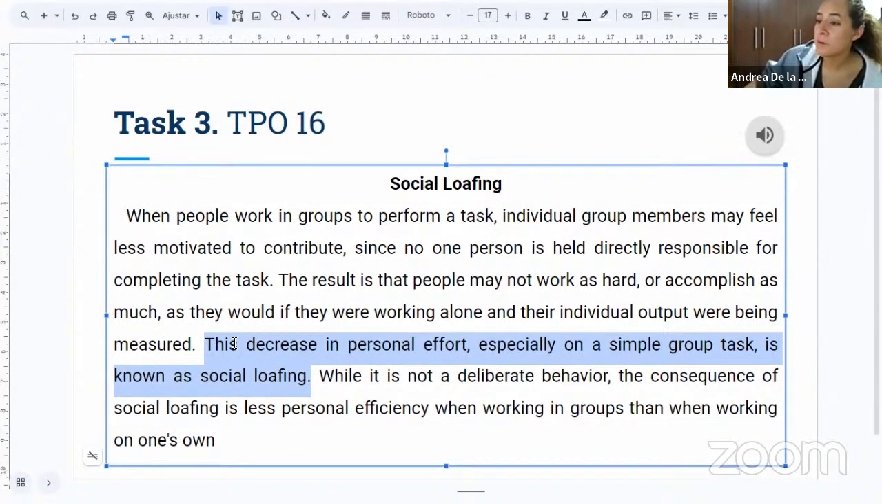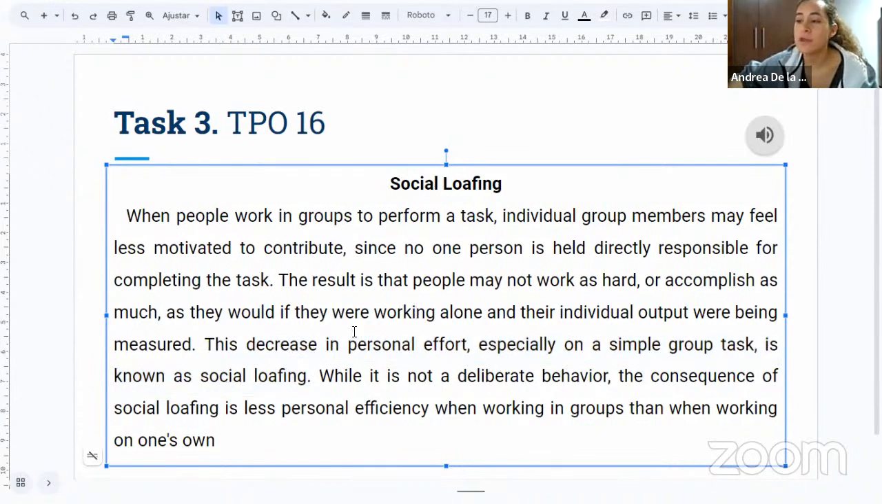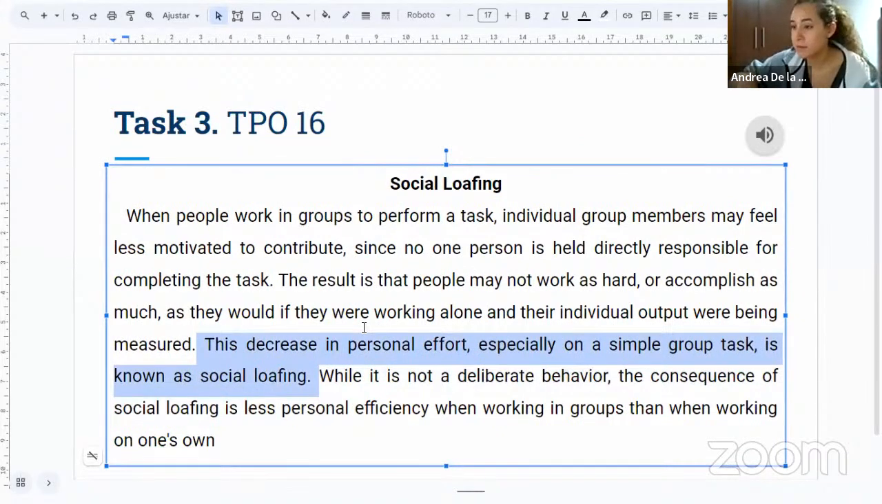Why? That is the important thing. Why was this the result? Because the group of people that were told that only the total number of potatoes peeled by the entire group would be recorded, every member of that group didn't put in that much effort, because they knew that they weren't recording how many potatoes each one of them peeled. They were just recording the total number. So there was a decrease in personal effort on a simple group task.